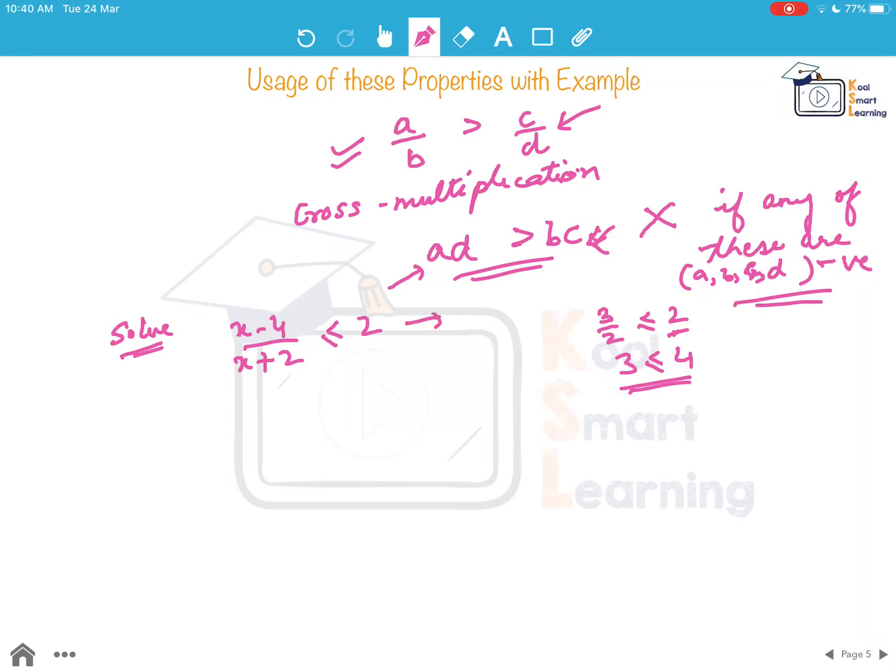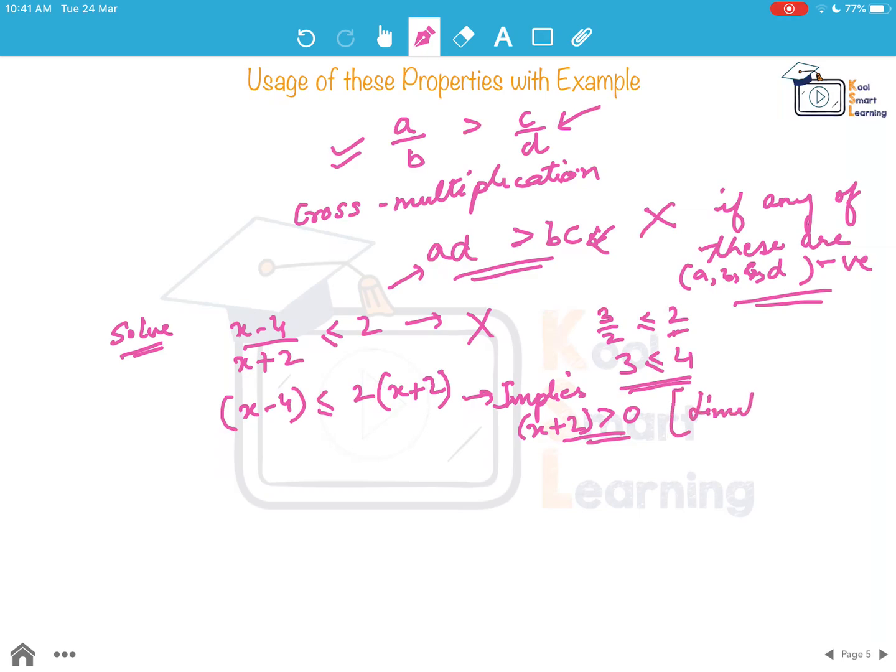But in this case, can we do cross multiplication? No. Because if we do that, this implies that x plus 2 has to be greater than 0. So this is a limitation. If this is not given in the question that x plus 2 is always greater than 0, we cannot use this. So instead of this, what is it that we are going to use? We are going to say x minus 4 by x plus 2 minus 2 is less than equal to 0.